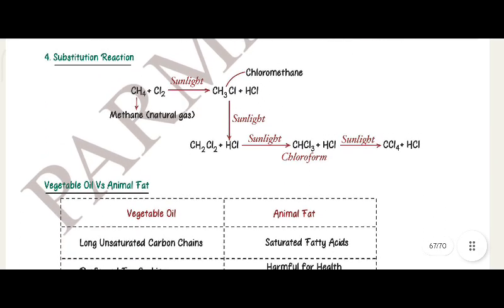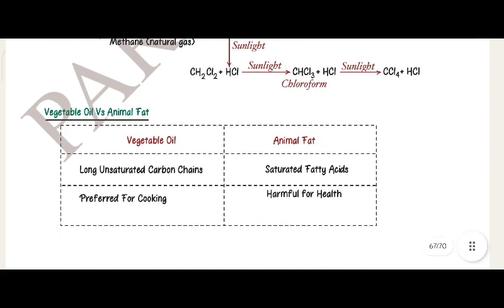Substitution reaction. CH4, methane, natural gas, plus Cl2 in the presence of sunlight gives CH3Cl, chloromethane, plus HCl. In the presence of sunlight it gives CH2Cl2 plus HCl, and in the presence of sunlight it forms CHCl3, chloroform, plus HCl. In the presence of sunlight it forms CCl4 plus HCl.